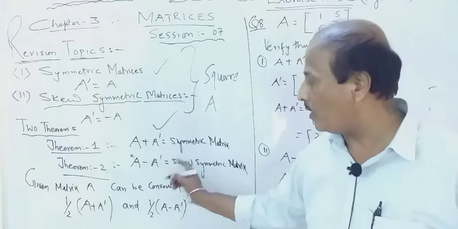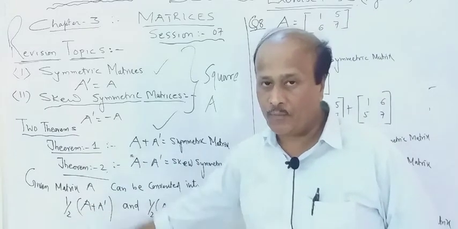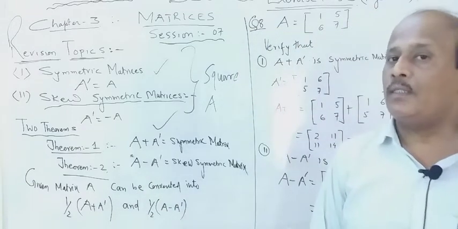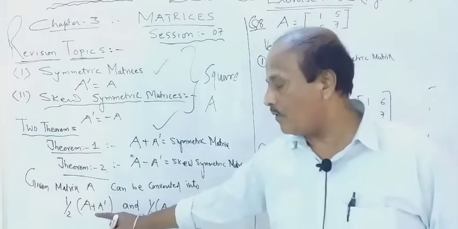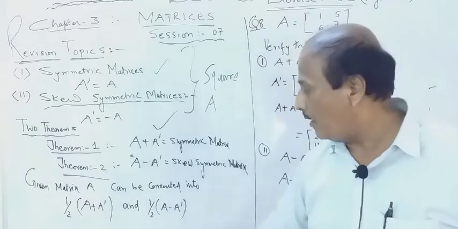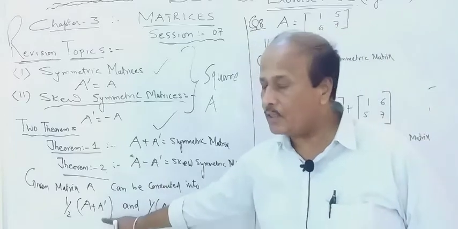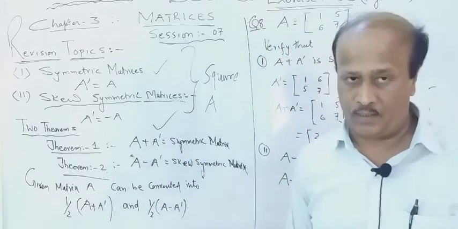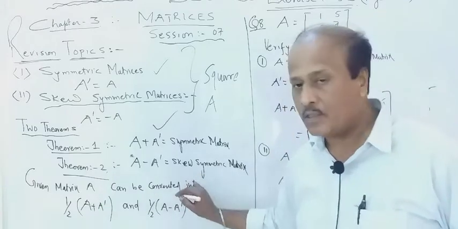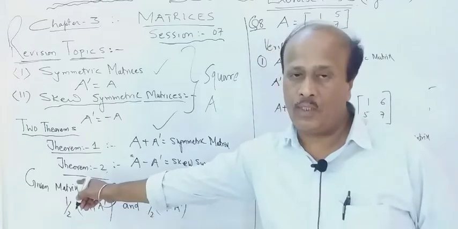A single square matrix is given and they are asking you to express it in the form of a symmetric matrix and a skew symmetric matrix. Then how can you do it? There is one formula given: half of A plus A dash, and half of A minus A dash. What does it mean? A plus A dash gives you a symmetric matrix, half of it, and A minus A dash gives you a skew symmetric matrix, half of it. Together they will be equal to matrix A.